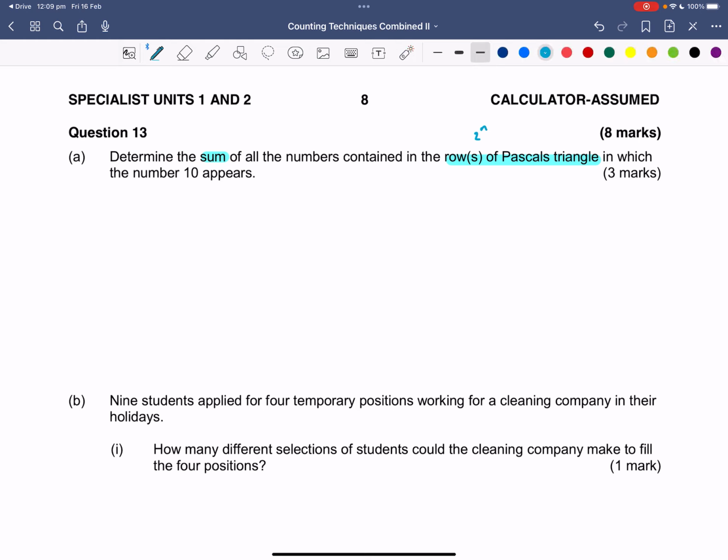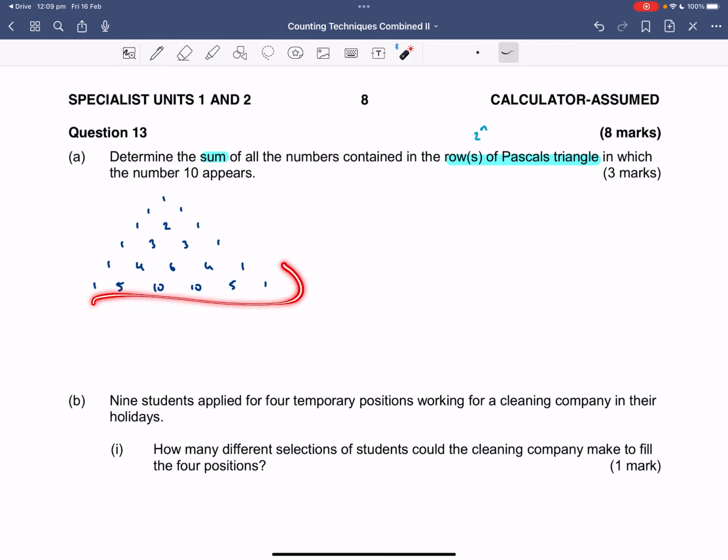So I'm going to draw the Pascal triangle. 1, 1, 1. Each number is the sum of the two numbers above it. We should know that by now. So no 10 yet. 6, 4, 1. However, finally, we have 4 and 6 or 6 and 4 that add up to 10. So we do have a 10 right here. 10, 10, 5, 1. So first of all, how much does this row add up to?